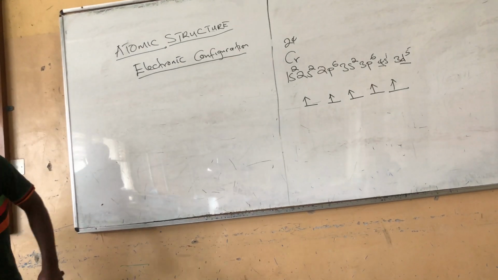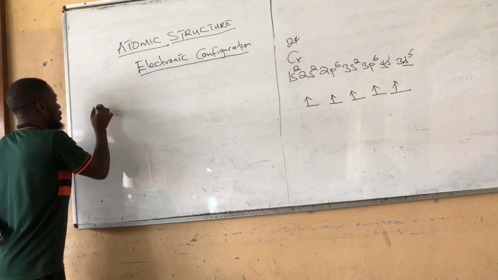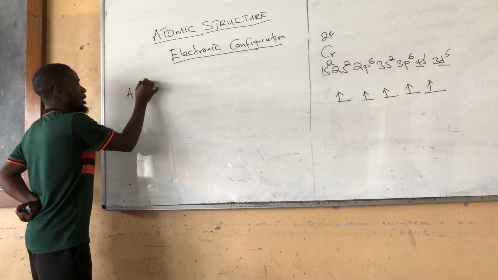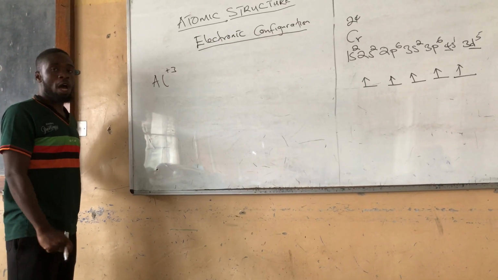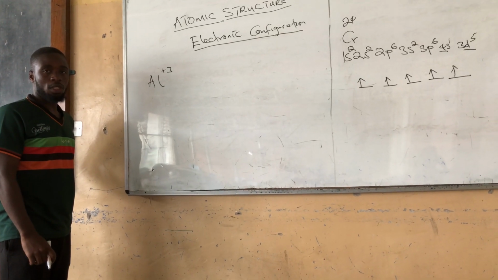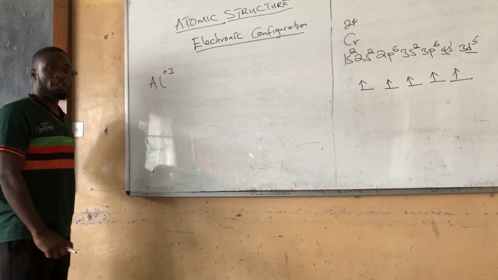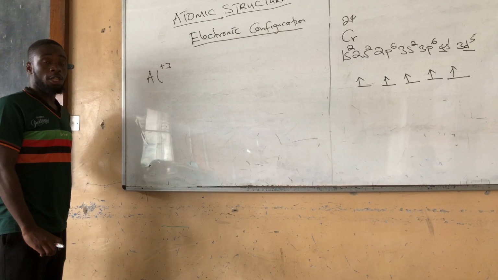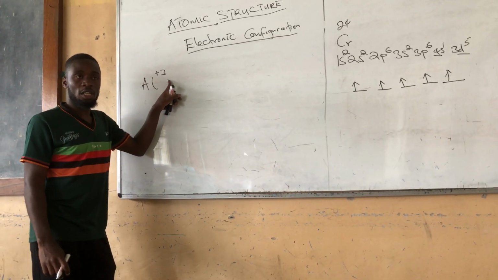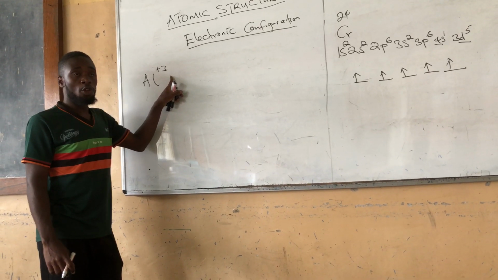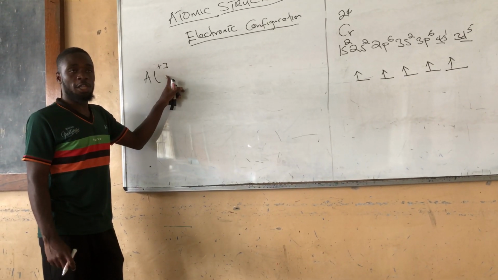Okay. So what if you're told to draw the orbital diagram for aluminium plus 3? We first write the electronic configuration for aluminium plus 3. Aluminium has got how many electrons? 13 electrons. So you need to subtract 3 from 13.